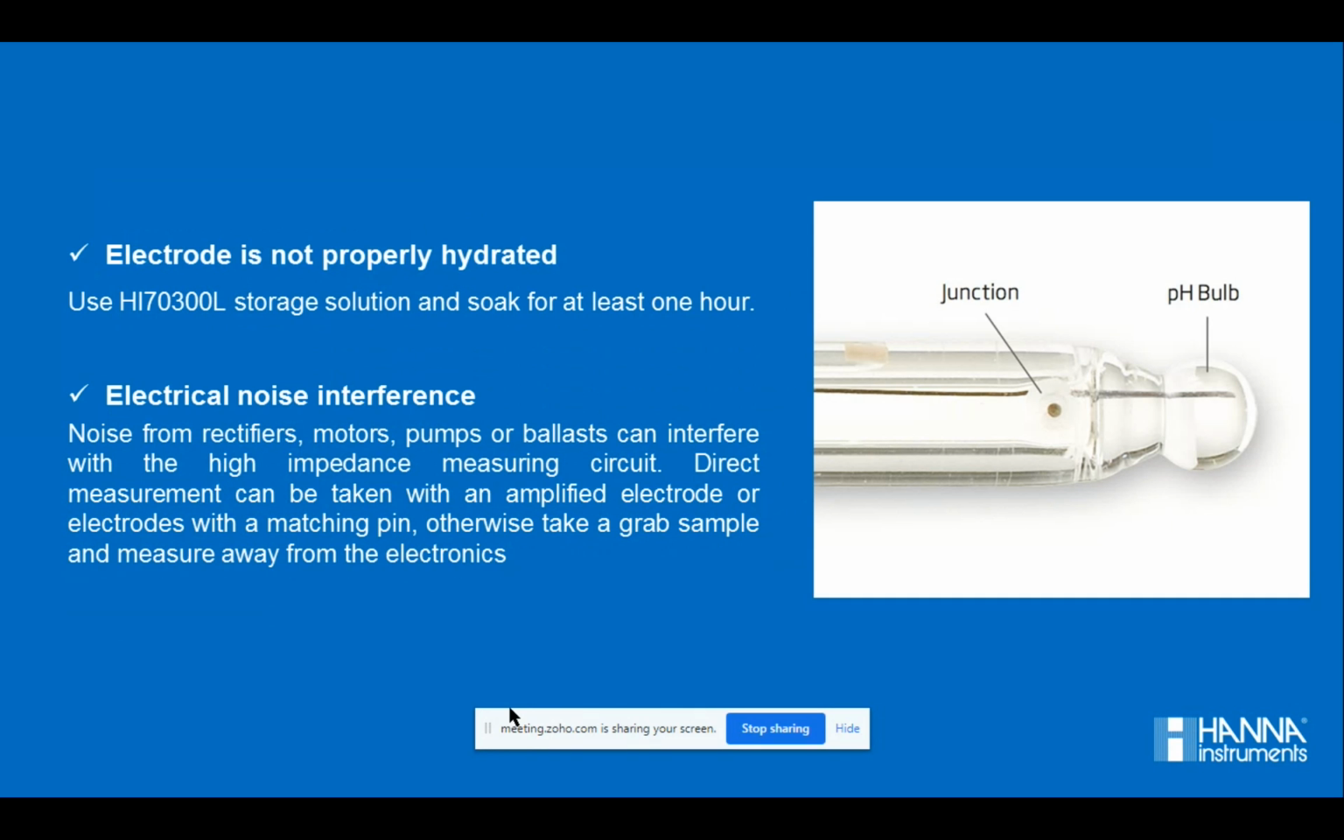Then some external noise or interferences also might cause drift in the reading. So you just have to take a representative sample, move away from the noise due to rectifiers or motors or pumps, anything, and then you have to check the pH of your sample in order to get accurate and approximate pH measurements.